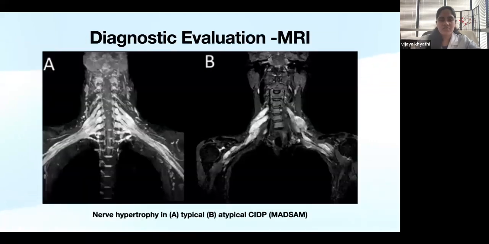So this imaging shows a typical CIDP condition where there are symmetrically enlarged nerves of the brachial plexus. Whereas in image B, we can see that it is asymmetrical, enlarged on one side and not that enlarged on the other side.